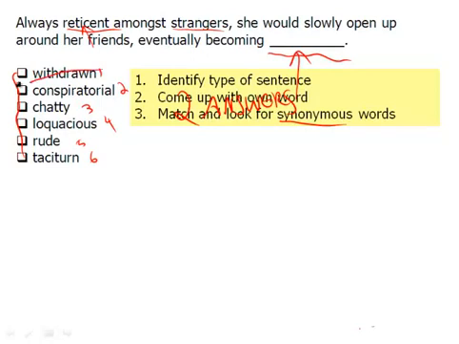Withdrawn is the opposite. Conspiratorial doesn't quite mean talking a lot. I mean, that means you're plotting. Then there's chatty. Chatty is talkative. Loquacious is a synonym, which means talkative. And notice I circled both of them. Why? Because there are 2 answers. And those 2 words are synonyms, sentence equivalents.